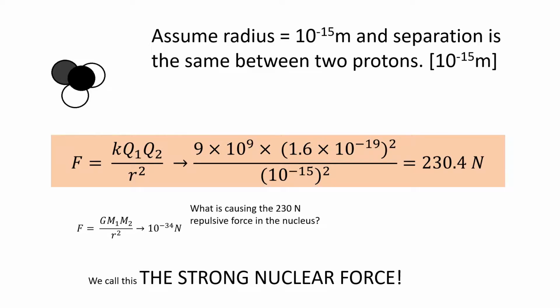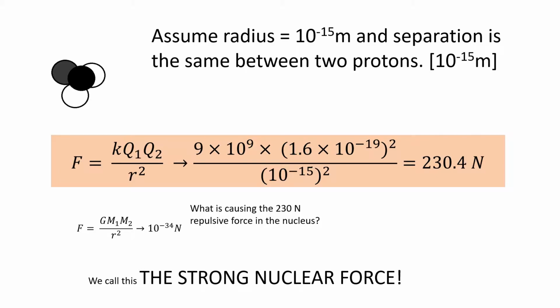F is equal to k times Q1 times Q2 divided by r squared. And you know that k is 9 times 10 to the 9. The charge of the proton is the same as the charge of the electron, which is 1.6 times 10 to the minus 19. But because you're multiplying two protons together, you're squaring it, and then you divide by 10 to the minus 15, all of that squared. Now you end up with 230.4 newtons. That is a lot of force between two protons in the nucleus.